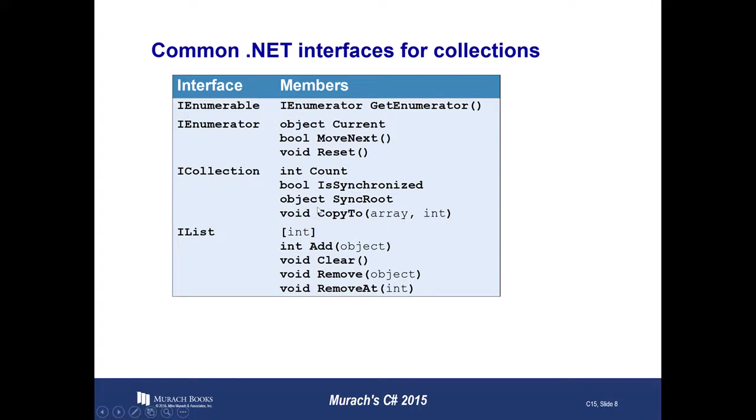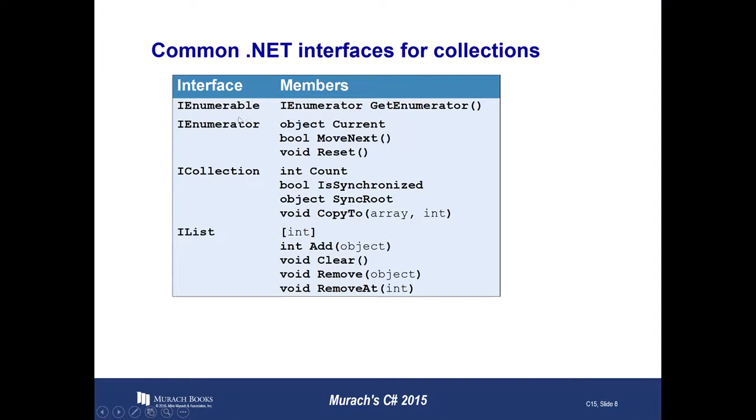Here are common .NET interfaces for collections. I mention IEnumerable a lot. IEnumerable allows us to do all the cool things we can do with LINQ, like when I do a .forEach or a .where or a .select. So whenever you do any cool stuff like that, it has to implement this IEnumerable interface.